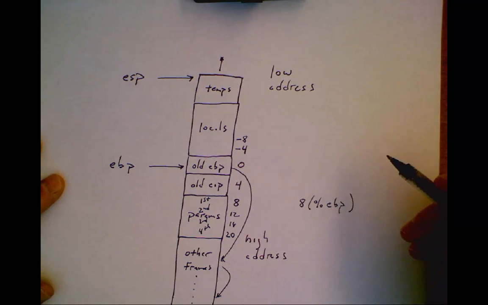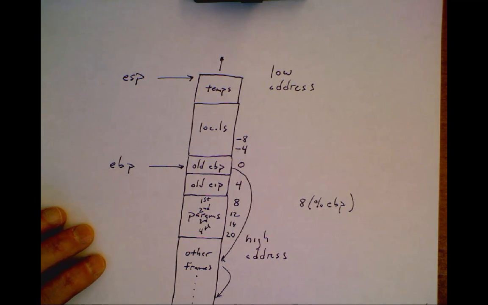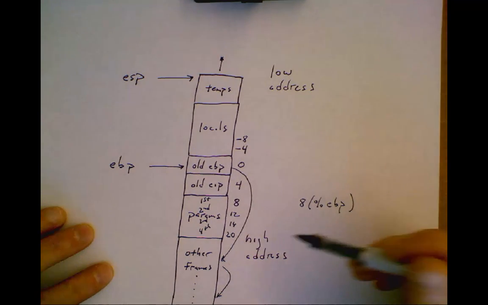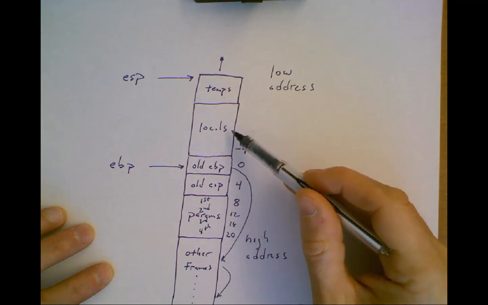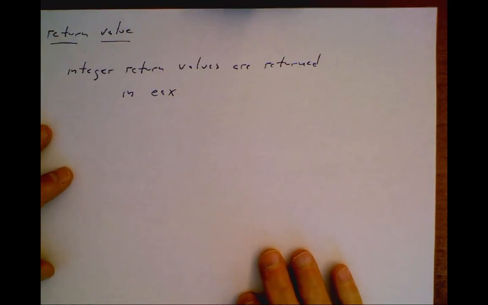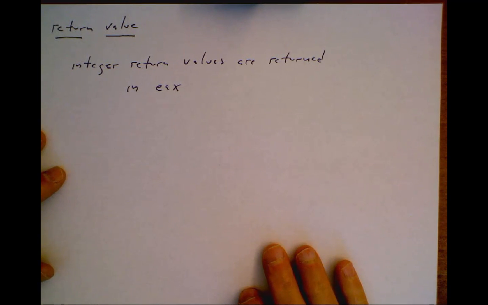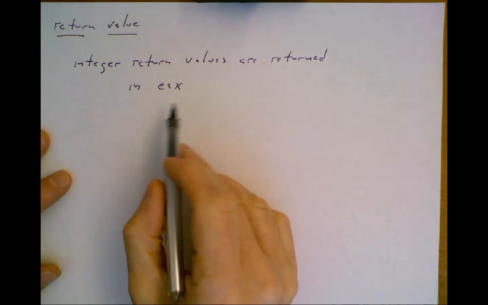Okay, so that's the big picture for what a frame looks like and how you locate the parameters, the return address, the old frame pointer, local variables. What about the return value? Well, return values are returned in a particular register, the EAX register.